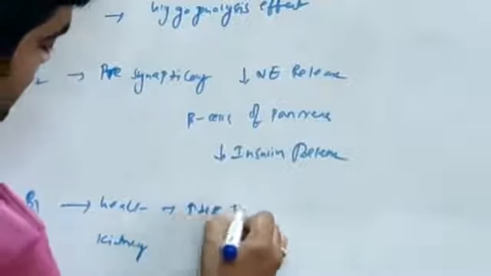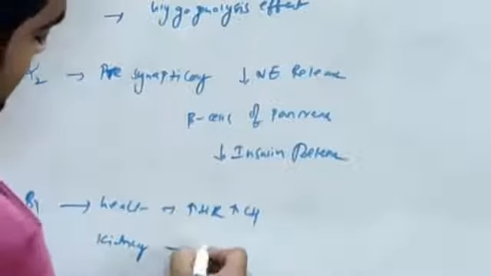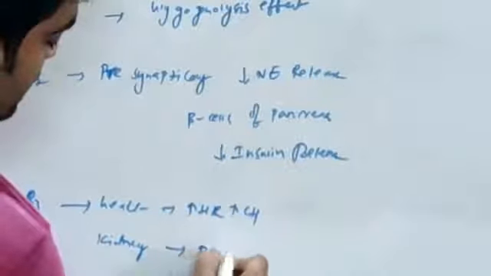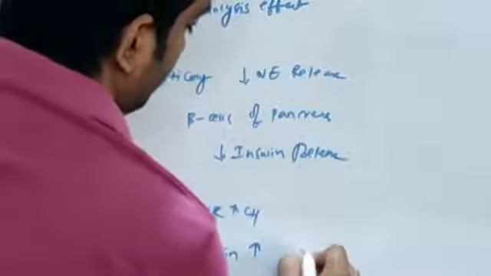Increase in heart rate, increase in the conductivity of the heart. Present in the kidneys: increase in renin release. Renin is responsible for hypertension. Renin mainly converts angiotensin 1 to angiotensin 2.